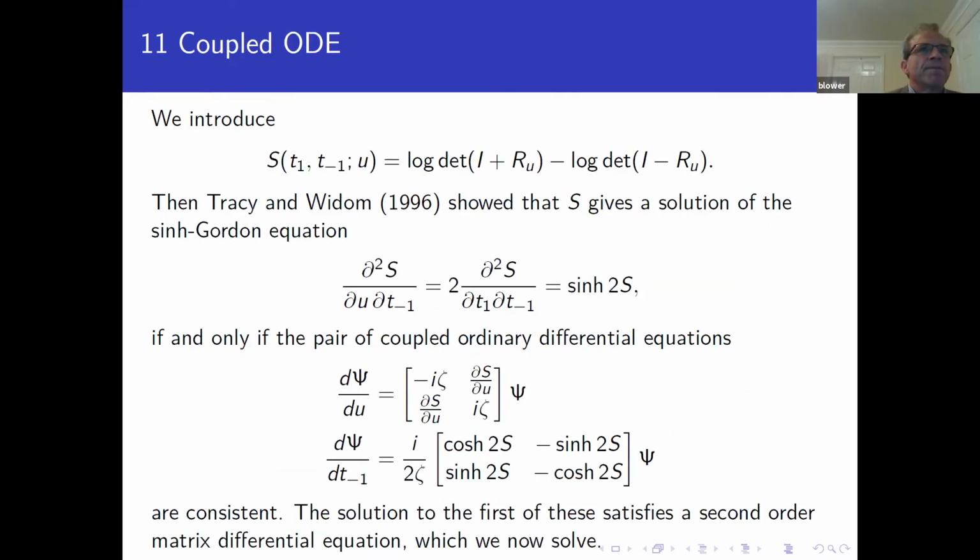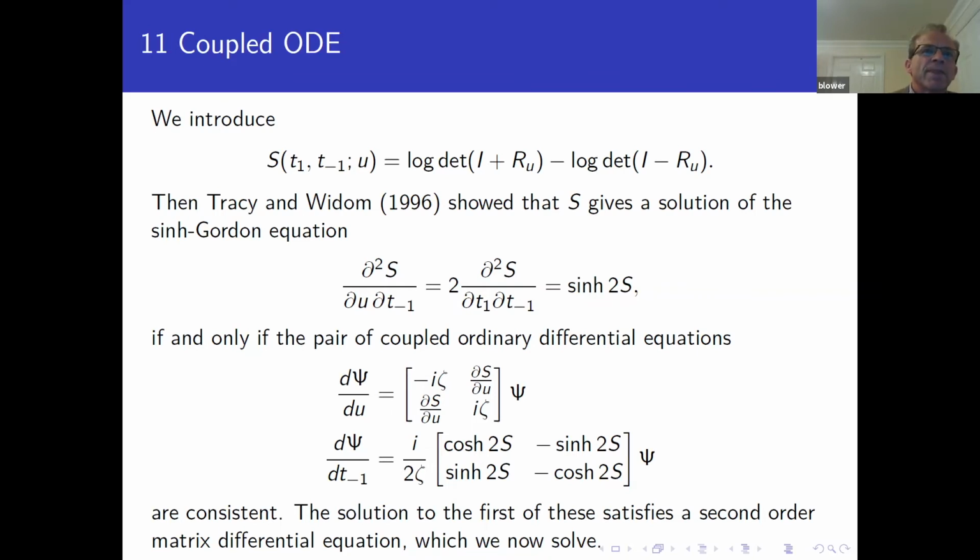And now I'm going to introduce the sinh-Gordon equation. There's a slight scaling needed in the u and t1, basically multiplying through by 2, but we can write it as d2s by du dt minus 1 is to be sinh of 2s. And this s function has 3 parameters, t1, t minus 1, and u, and the u is a shift parameter for the linear system.